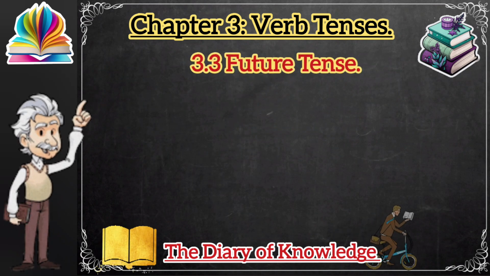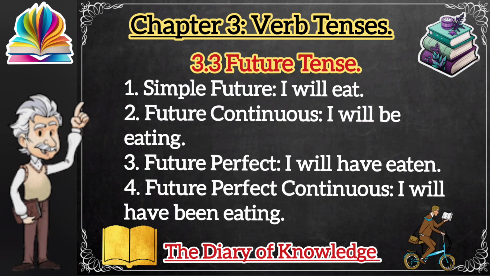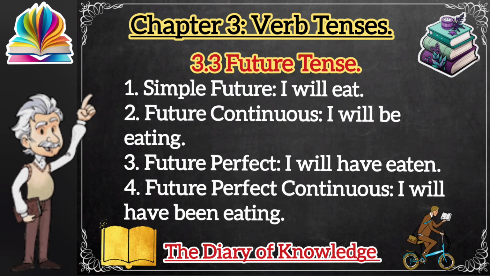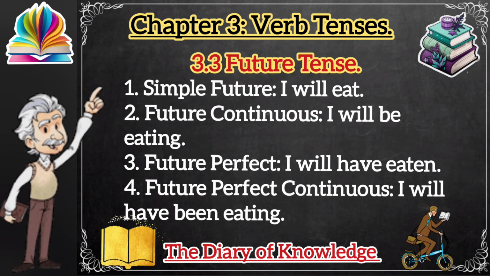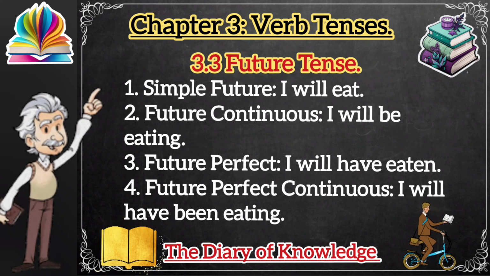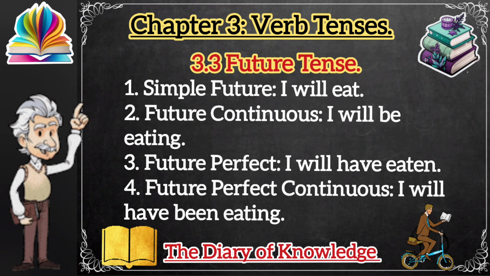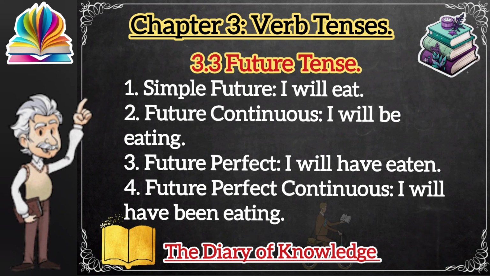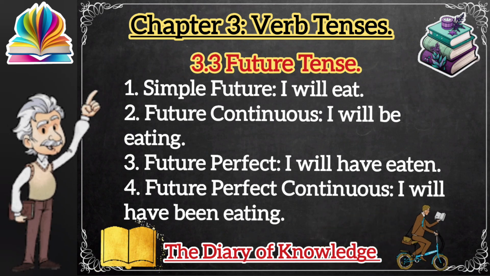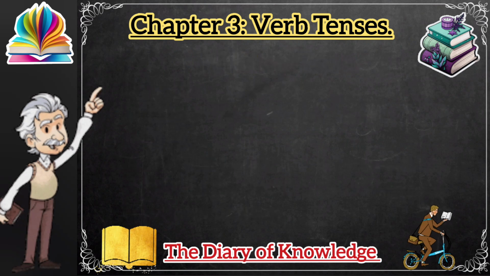3.3 Future tense. 1. Simple future: I will eat. 2. Future continuous: I will be eating. 3. Future perfect: I will have eaten. 4. Future perfect continuous: I will have been eating.